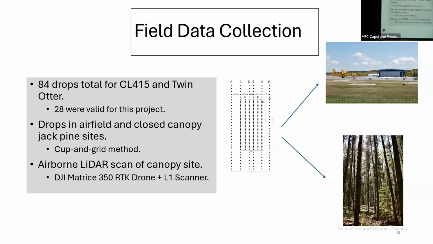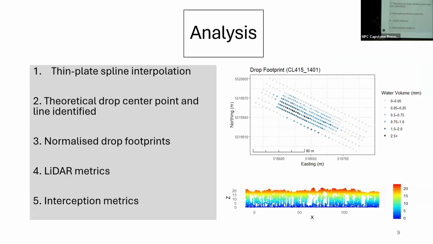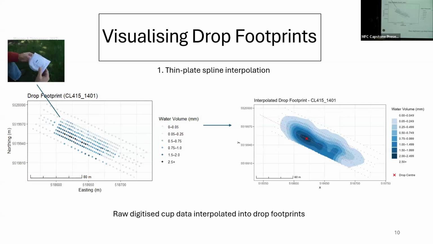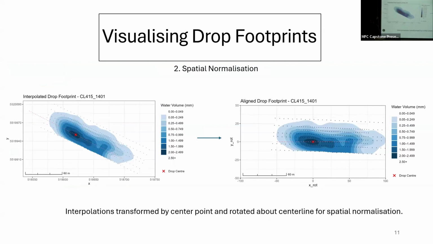So this slide is a brief overview of the 5 steps that I did in my analysis, but I will take you on a little visual journey through each one of the 5 steps here to help everybody understand this. So first, on the left here, you can see the raw cup data digitized, where each one of these points is one of those cups that got measured in the field. That was then interpolated to make drop footprints for each drop, as you can see on the right there.